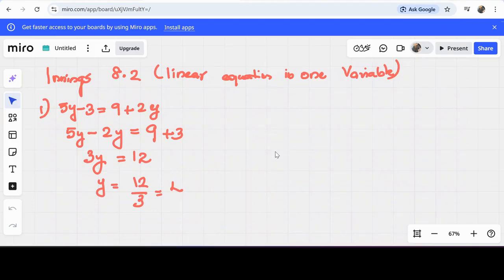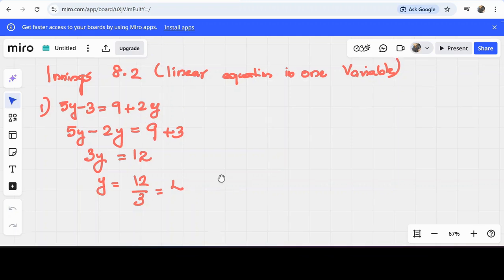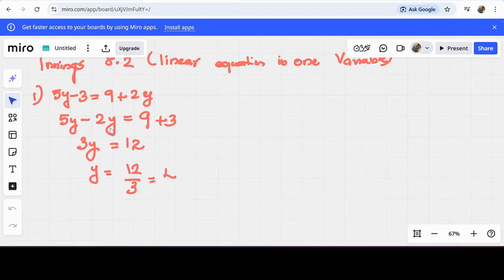So today we can do some questions from exercise 8.2 from the chapter Linear Equations in One Variable. When we take the first question, which is 5y minus 3 equal to 9 plus 2y, in here we know that on the LHS we have 5y minus 3, and on the RHS we have 9 plus 2y. What we have to do here is 5y minus 2y.